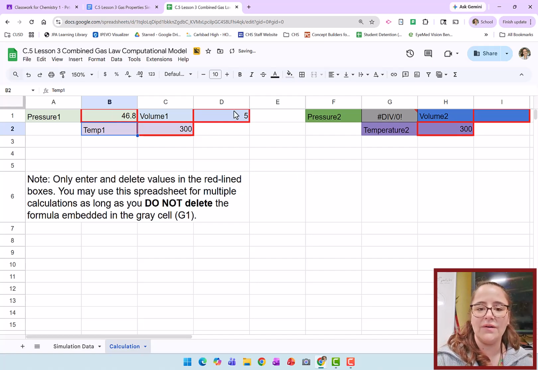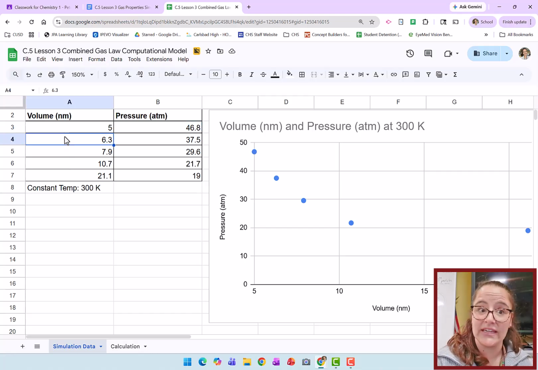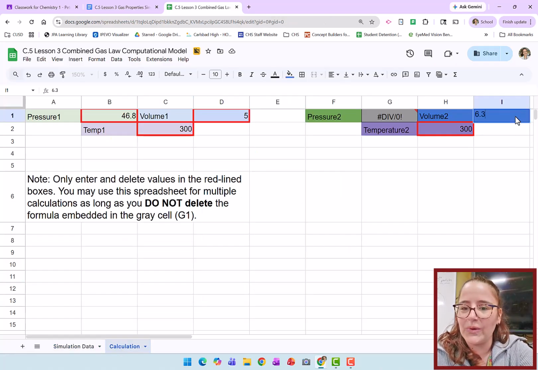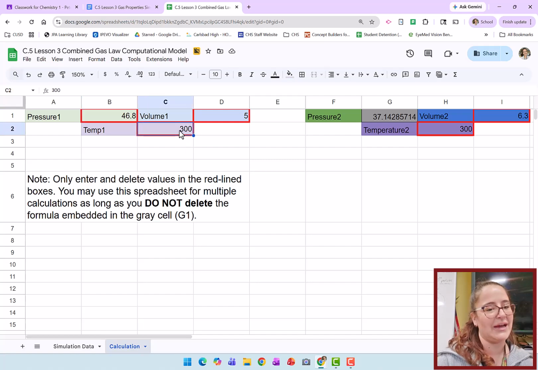Now let's see what it predicts for the pressure when I changed the volume to 6.3. Will it be 37.5-ish? Let's find out. Volume 2 was at 6.3, and what do you know, we get 37. So this computational model allows us to predict what the pressure would be if we know the temperature and volume of our sample. Okay, cool.